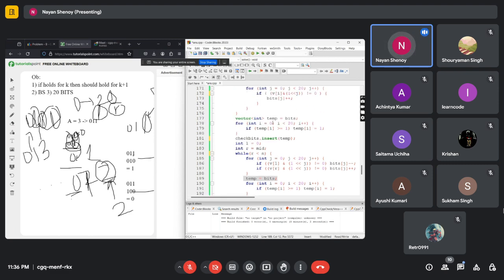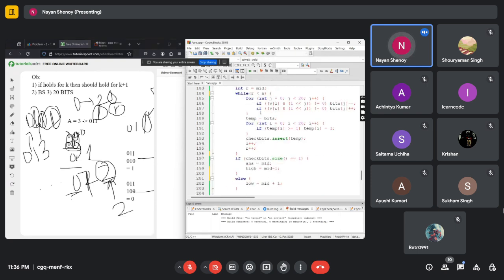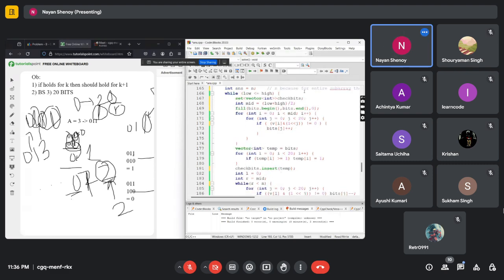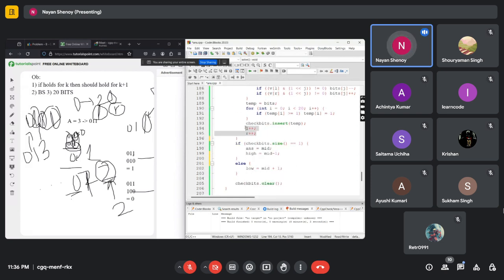Okay. Now the same process as what we did here. If it is greater than 1, it will be invalid. So I'm converting it back to 1. And then I'm inserting it in my set that was check bits here. Okay. And now I'm moving the window.